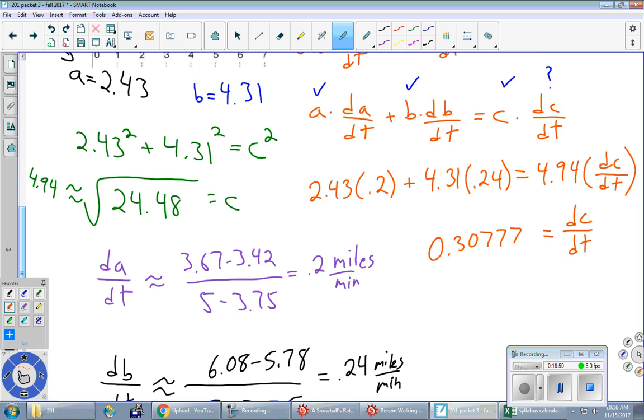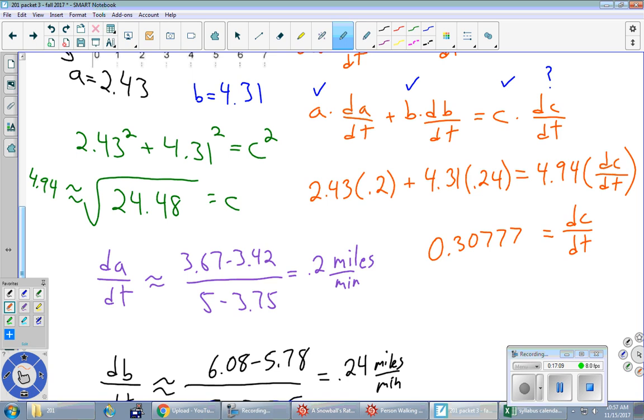So at this one moment in time, our best guess is that the distance between these ships is increasing at 0.3 and change miles per minute. Does it make sense? Our two individual rates were 0.2 miles per minute and 0.24 miles per minute.